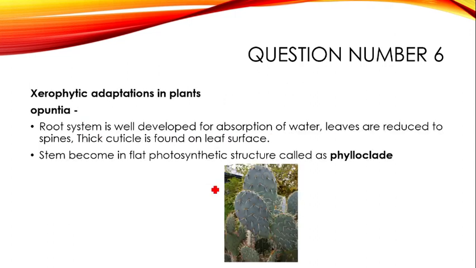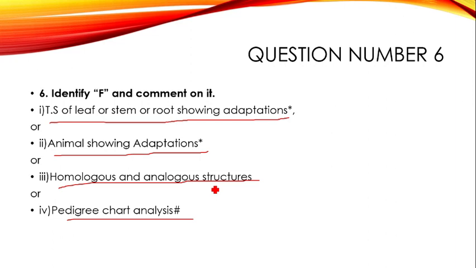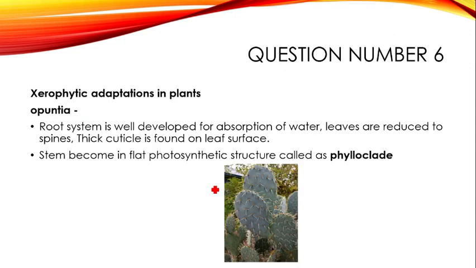See, if you see the xerophytic adaptations, they may give Opuntia. Here also they will give only a slide or specimen. You have to identify it. Then you have to identify whether it is xeric adaptation or hydric adaptation, or the name of that specimen or slide. Then you have to comment on it.